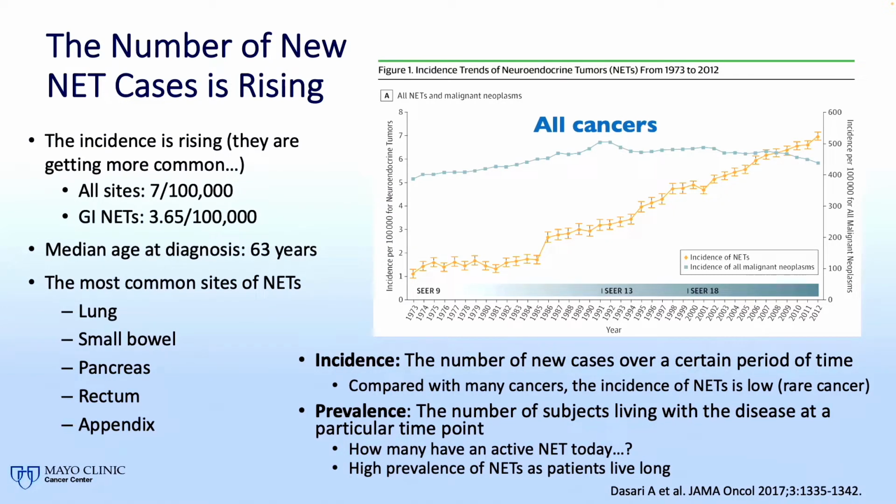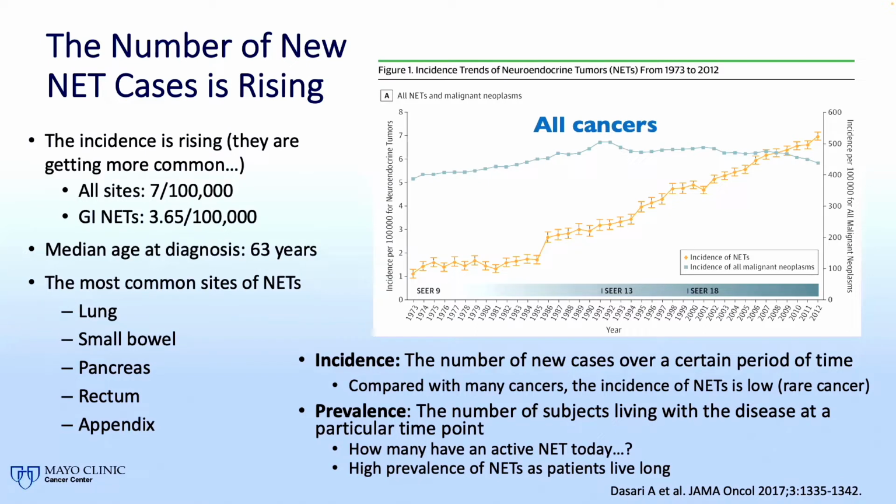You can see that for all cancers, there was an increase that peaked in the early 90s, and then the total number of new cancers in the U.S. has actually been going down. I think that's largely due to better lifestyle choices, less smoking, and also screening for colon cancer. So we've seen a slight decrease in the number of new cases of all cancers.